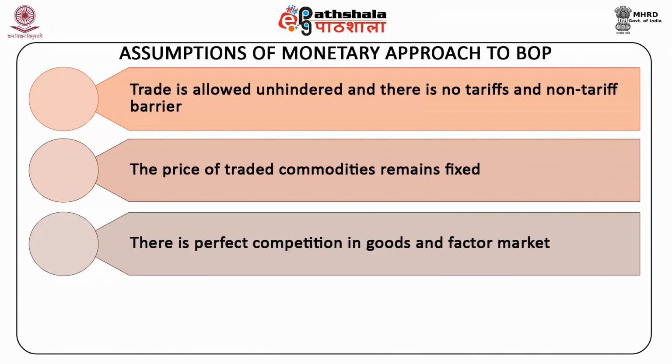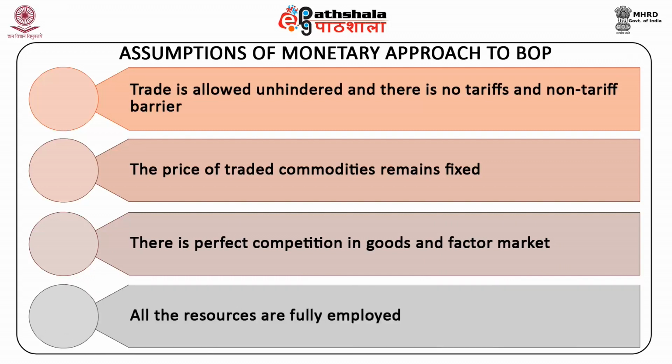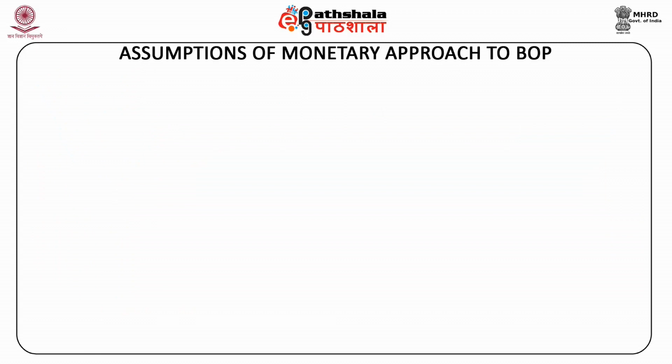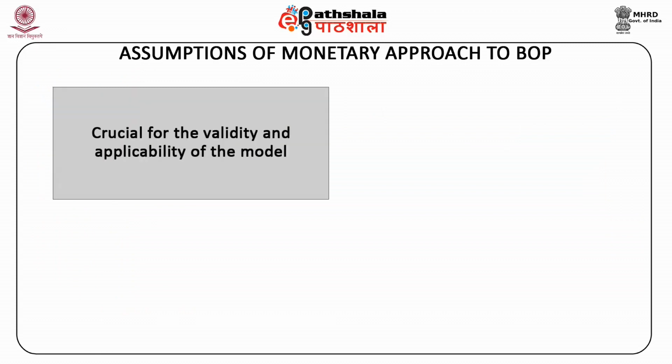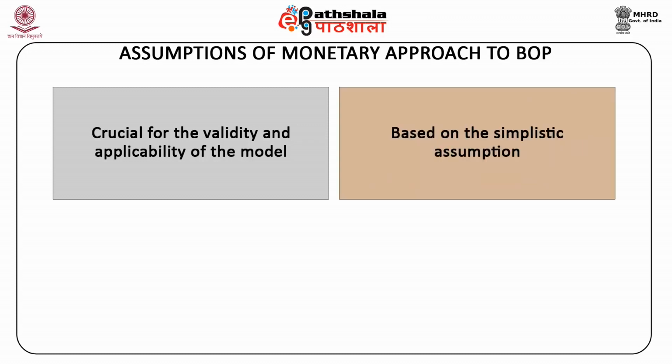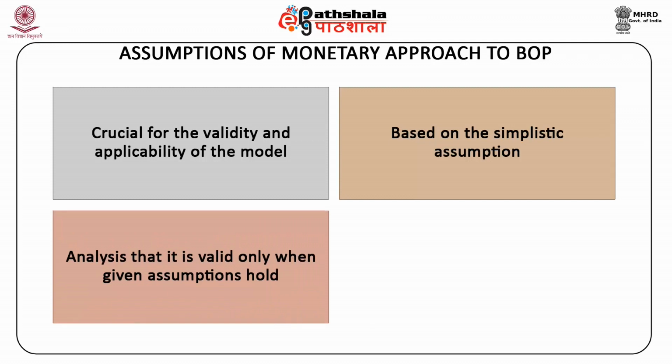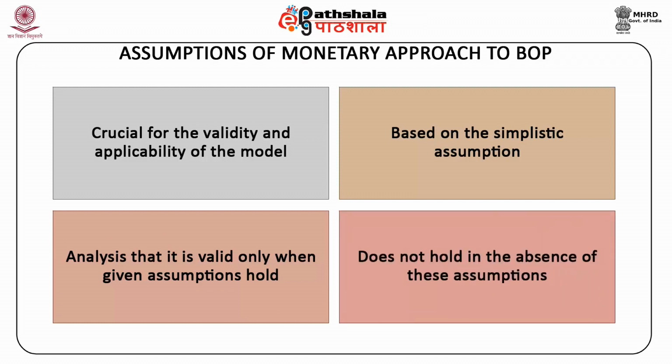Sixth, there is perfect competition in goods and factor markets. Seventh, all the resources are fully employed. Assumptions of the model are very crucial for the validity and applicability of the partial equilibrium model. As the partial equilibrium approach of international trade is based on the simplistic assumptions outlined, it is essential to keep in mind while going through the analysis that it is valid only when the given assumptions hold. Partial equilibrium analysis does not hold in the absence of these assumptions.